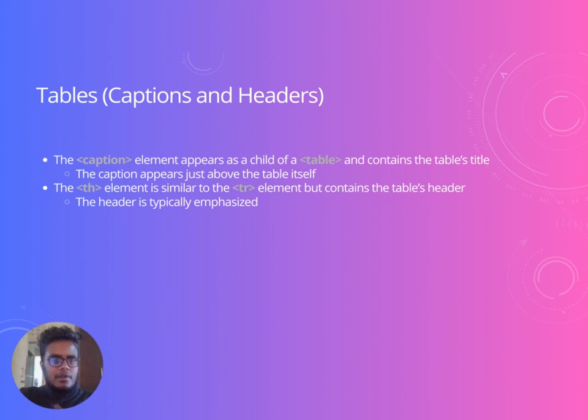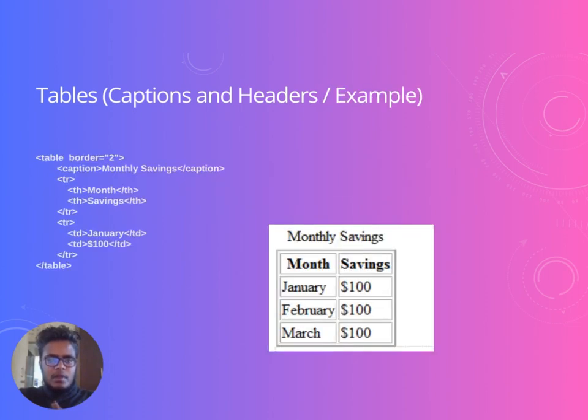tables, captions and headers. The caption element appears as a child of a table and contains the table's title. The caption appears just above the table itself. The th element is similar to the tr element but contains the table's header. The header is typically emphasized. Tables, caption and headers, an example.